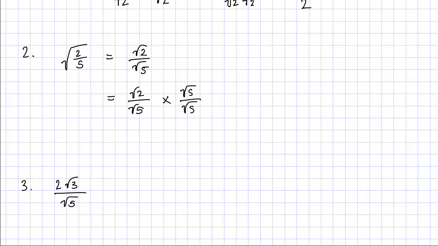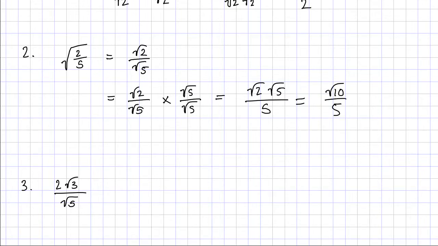Now notice how I'm multiplying top and bottom by root 5, but this doesn't change anything because root 5 over root 5 is just equal to 1. And multiplying anything by 1 keeps it the same. So what I'm going to have is root 2 times root 5 over root 5 times root 5, which is just 5. And root 2 times root 5 is root 10.